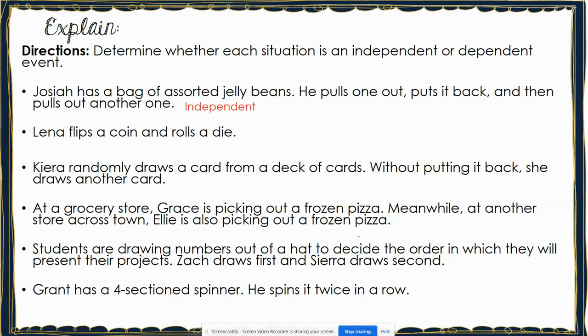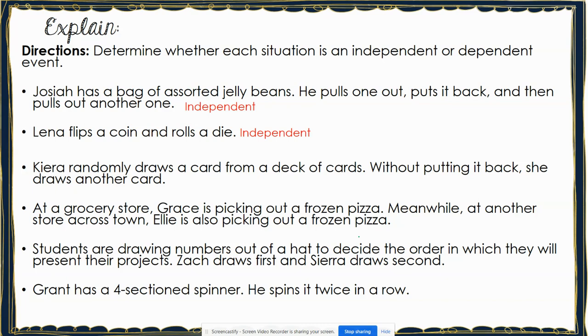Our next one says Lena flips a coin and rolls a die. This is also an independent event because whatever Lena flips on her coin will have no effect on the number of outcomes on our die.